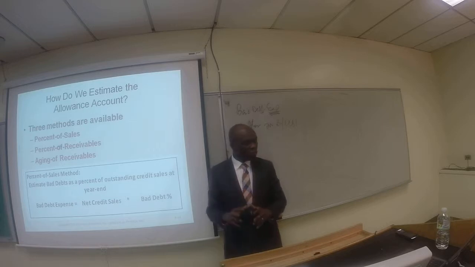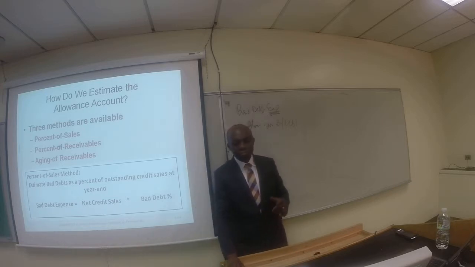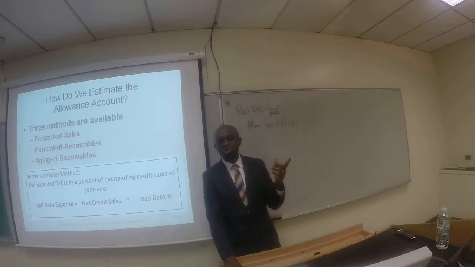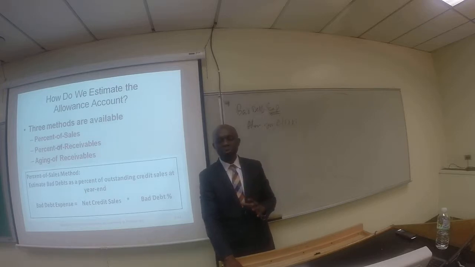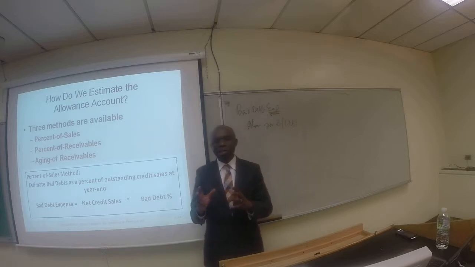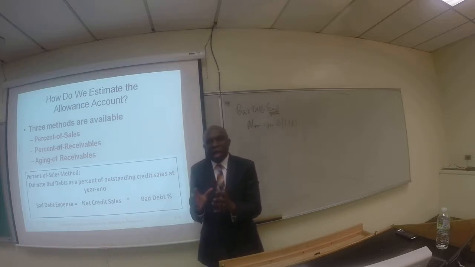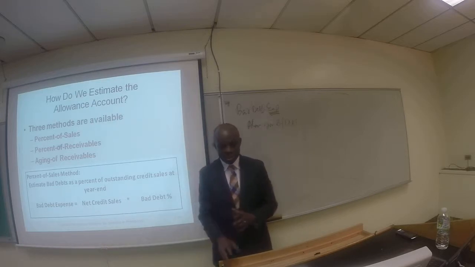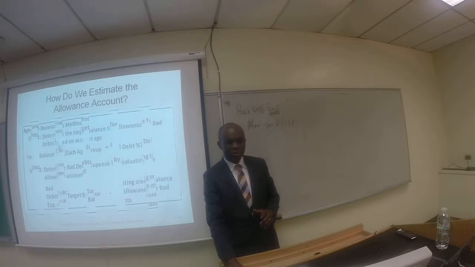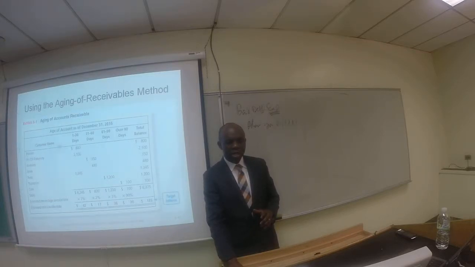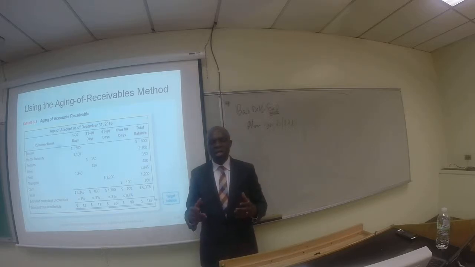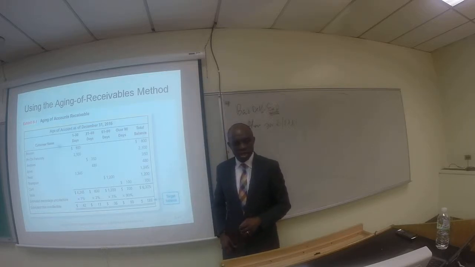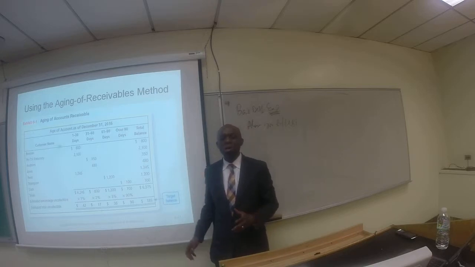So we talked about the overview of this method, and we said that the first one is very straightforward. Percent of receivable and aging of receivables are very similar because you have to take into consideration the balance of the allowance for bad debt. So we talked about that in the previous session, and now we are going to take a look at how the aging of receivable is being implemented. So let's take a look at what happened here.